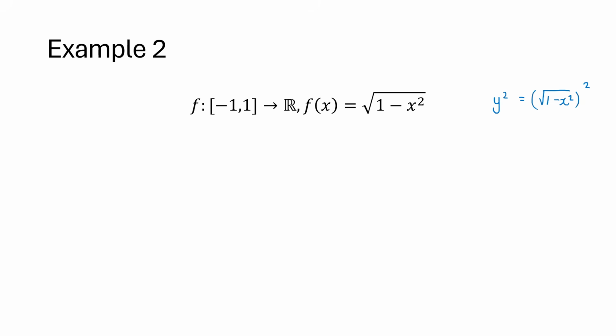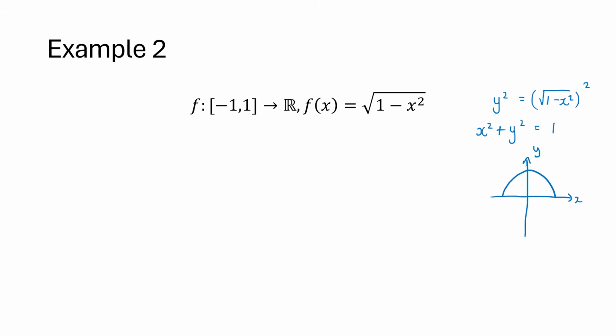We can take the negative x squared over to the left. So this gives us x squared plus y squared must be equal to 1. And this is a circle. Again, because we started with the positive square root, y is positive, meaning not negative. It could be 0. We are only looking at the top half of this circle, centered at the origin, radius 1.